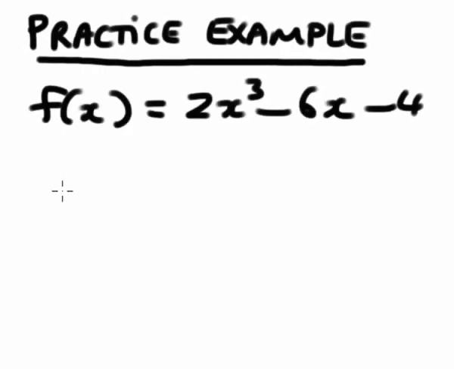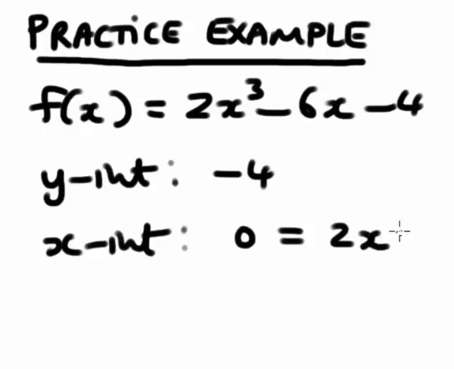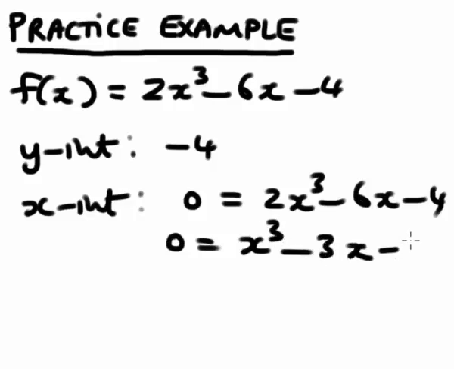Okay, people, what is the y-intercept? Well, if x is 0, it's -4. Great. X-intercept, well, we let y be 0, and we're going to solve this little cubic equation. So I think I'm going to divide throughout by 2. That's a lot easier. And then let's test values.